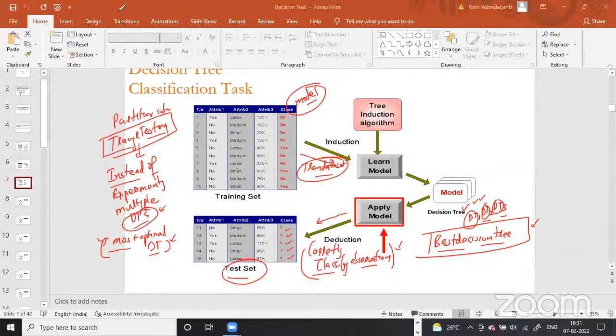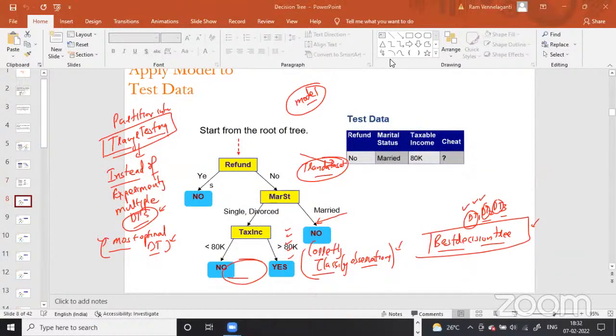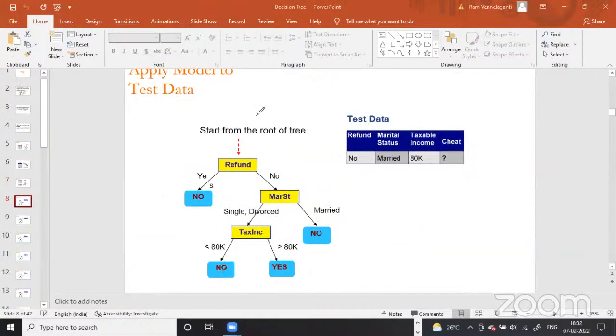Now, for example, you have discovered that out of 3 different decision trees, the best decision tree has the income tax refund as the root node. Out of the 3 different decision trees, we have discovered that the decision tree which has income tax refund status as the root is the best decision tree model that we have developed.